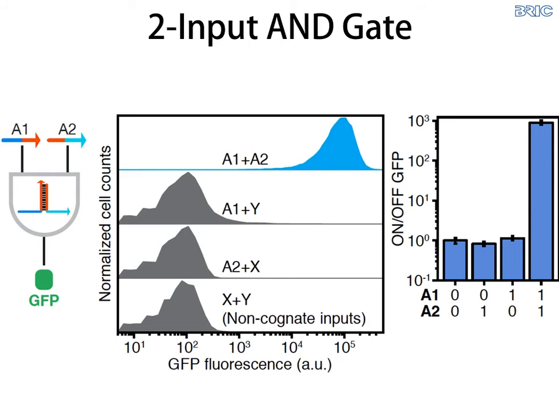And then this is experimental data. So if you have no correct input, non-cognate inputs, then you definitely have no expression. If you have either A1 or A2, then there's not enough to express the system. But if you have both, then you can actually have a pretty good expression. So now it works mostly like an AND gate that we designed. So this is a 2-input AND gate, and this is the best one that we could find.